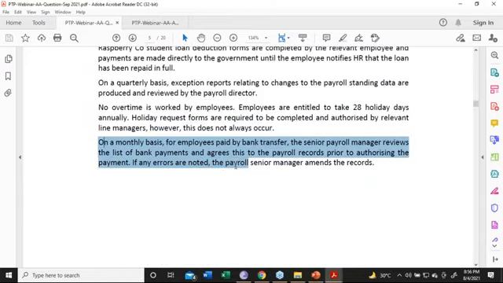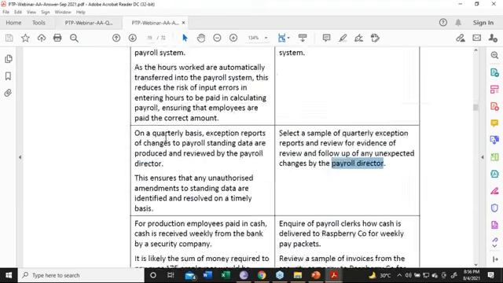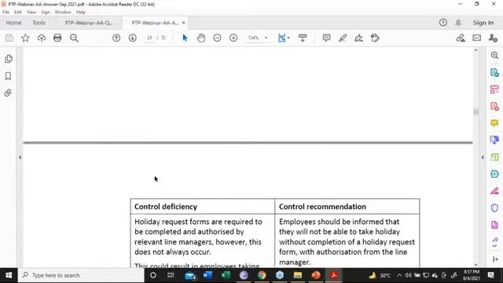On a monthly basis for employees paid by bank transfer, the senior payroll manager reviews the list of bank payments and agrees this to the payroll records prior to authorizing the payment. If any errors are noted, the payroll senior manager amends the records. Is it a key control or a poor control? Read the whole paragraph and try to figure out whether this is a good control or a bad control. Well done. This is a poor control because there is a lack of segregation of duty. Let's see what the solution has to offer.